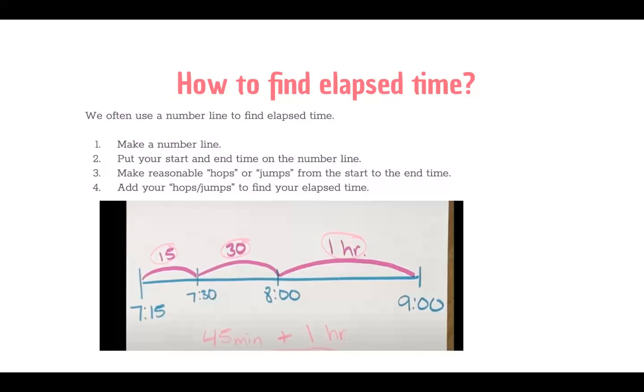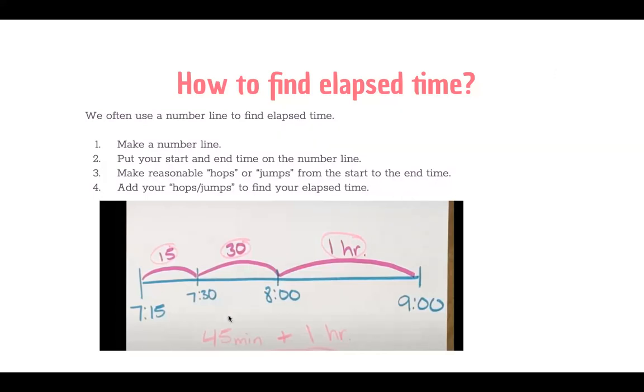The example below is one from Mrs. Dar's lesson last week. You'll notice that at the beginning of her number line, she has the time 7:15. At the end of her number line, she has the time 9 o'clock. From there, Mrs. Dar worked to make reasonable hops or jumps from the start time to the end time. After she finished doing that, she added those hops and jumps together to find her total elapsed time.